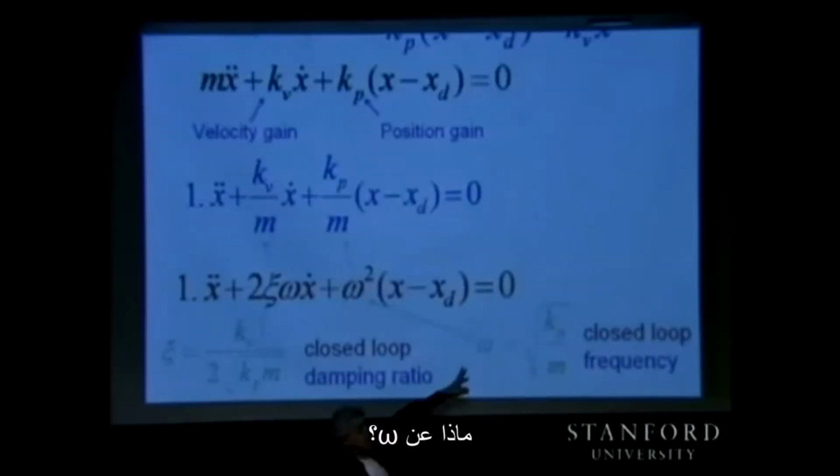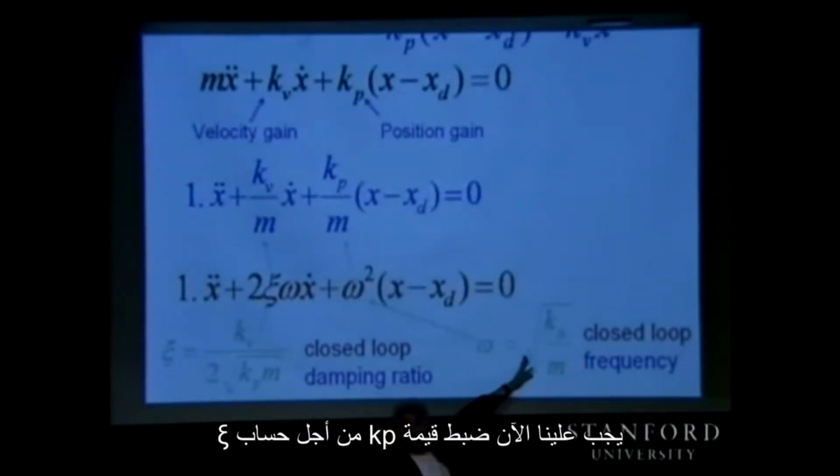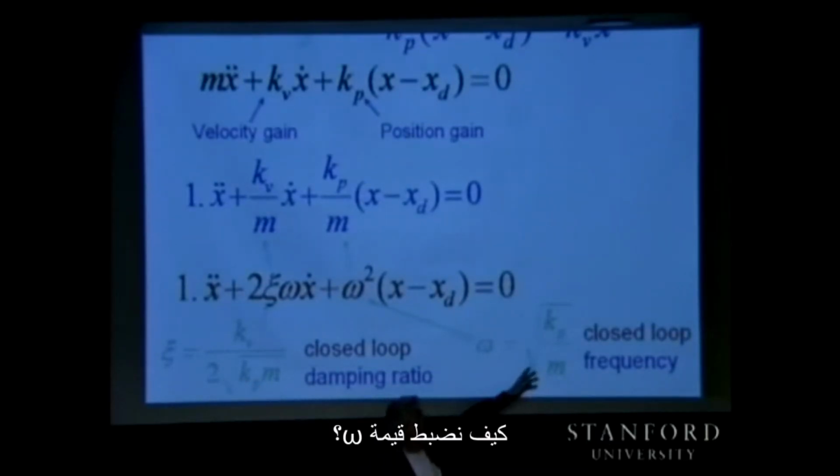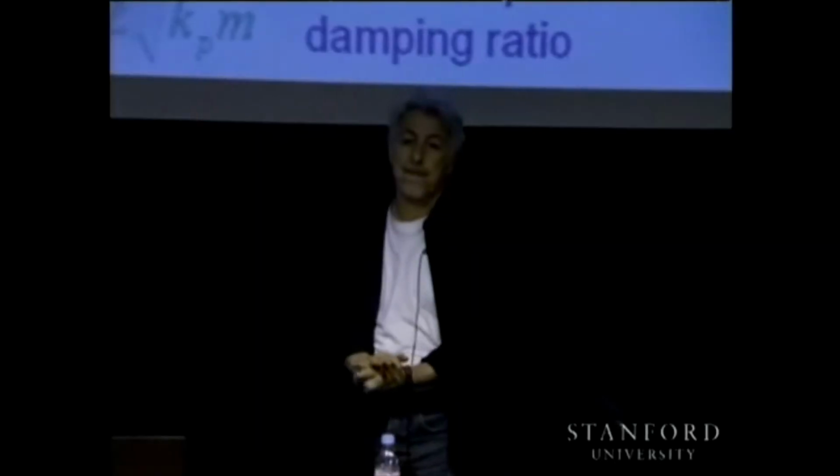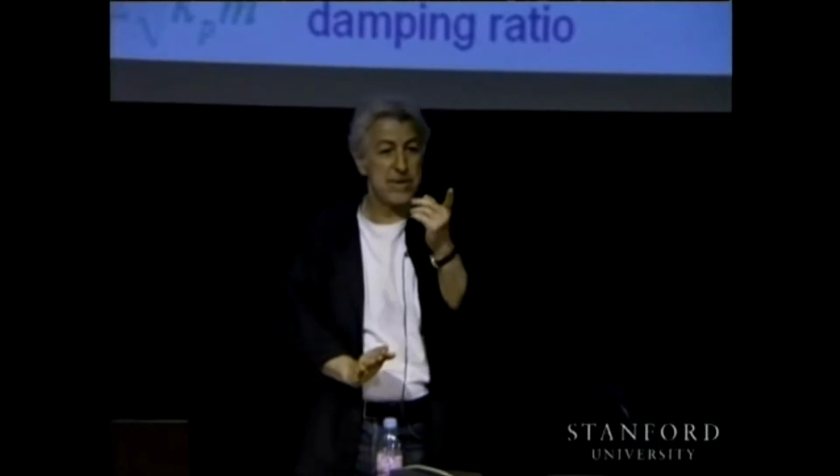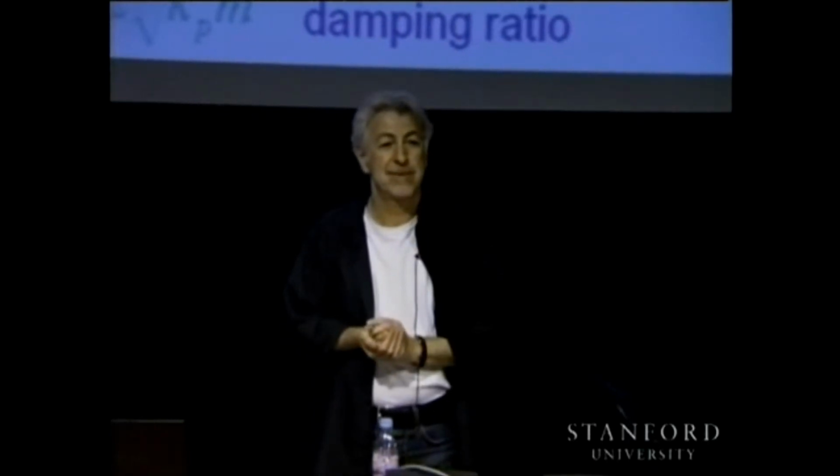What about omega? So now we need to set kp. And how do we set omega? Someone? Okay, no idea?